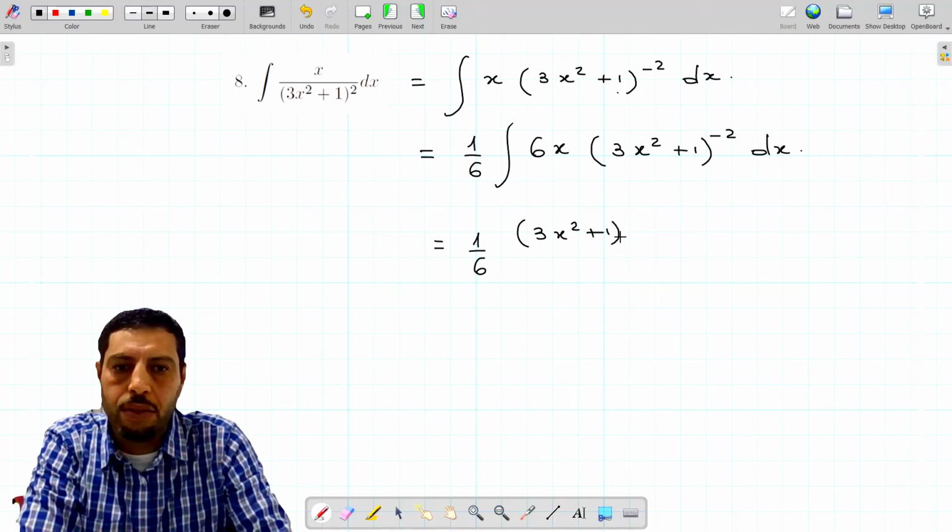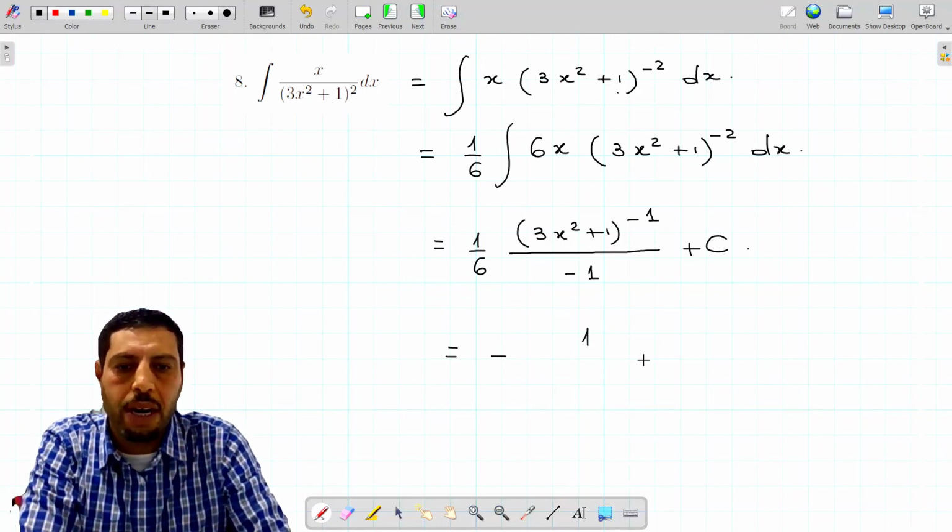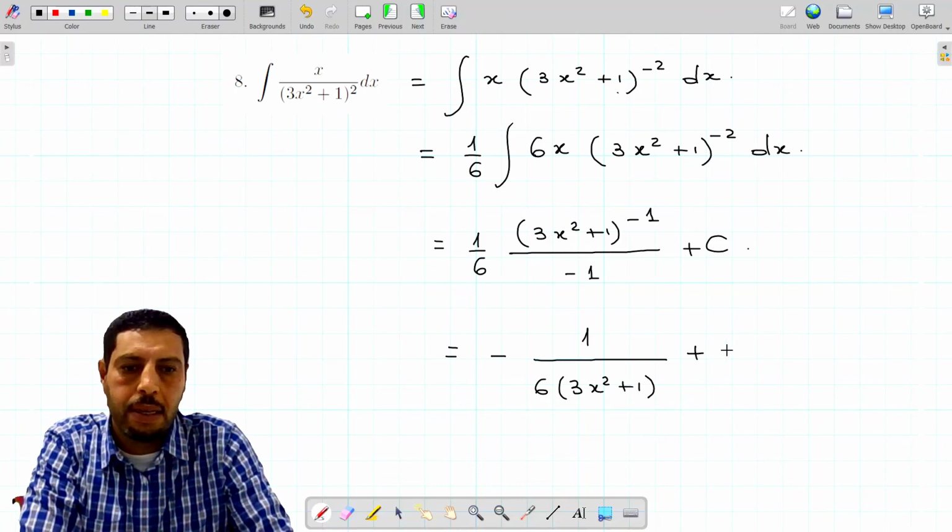So it gives 1 over 6, 3x squared plus 1 to the power of n plus 1, and the n is minus 2, over minus 1 plus c. Of course, you can write it in another form, which is minus 1 over 6 times 3x squared plus 1 plus c.